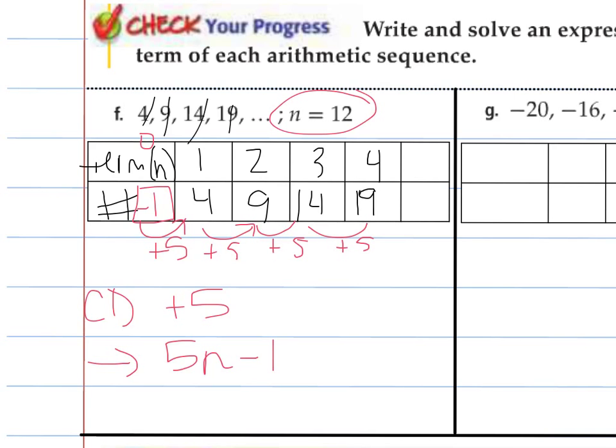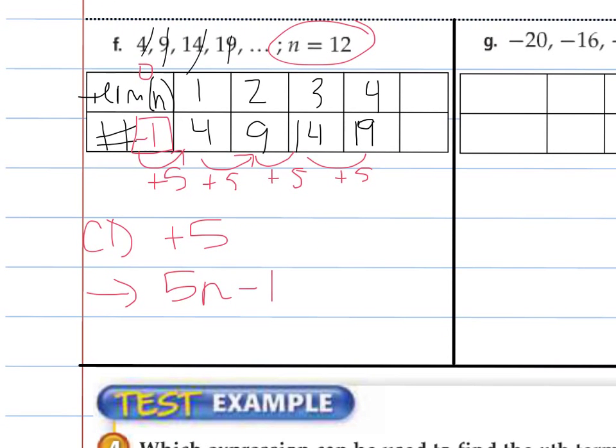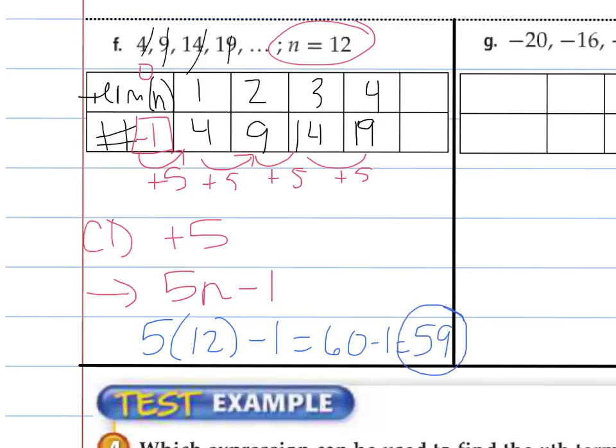We'll talk a little bit more about that. So to find our nth term of 12, you do 5 times 12 minus 1, which would be 60 minus 1. The 12th term in that sequence is 59.